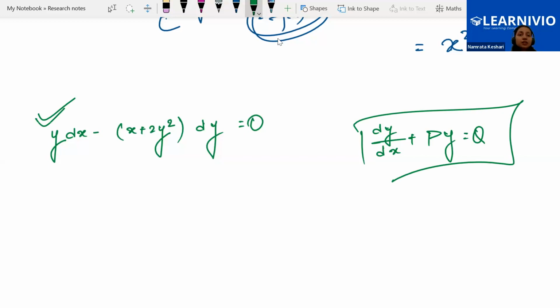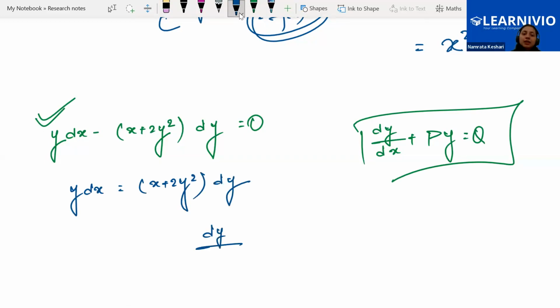Let's check it. We will think if the question will come in the exam, then how we will understand that it is from the linear differential equation part. How we will understand? We will not be able to understand. So let's try using the approach which we have learned already. Let's see whether that is working over here or not. So if you will apply that, y dx is equals to x plus 2y square dy, and hence dy by dx is equals to y by x plus 2y square, right?